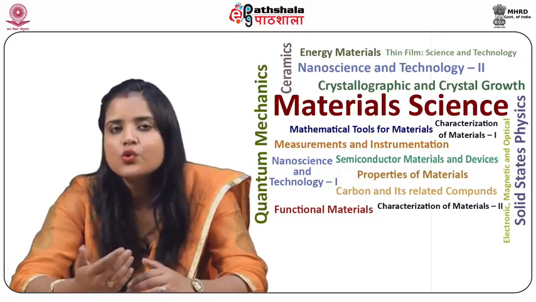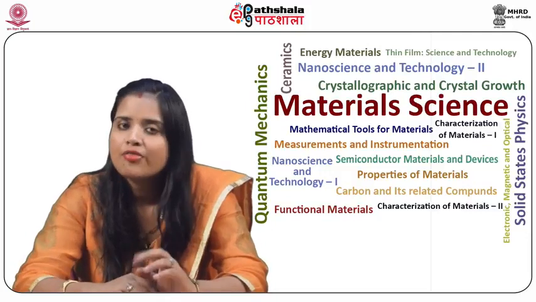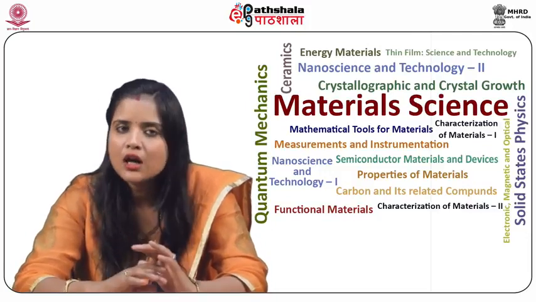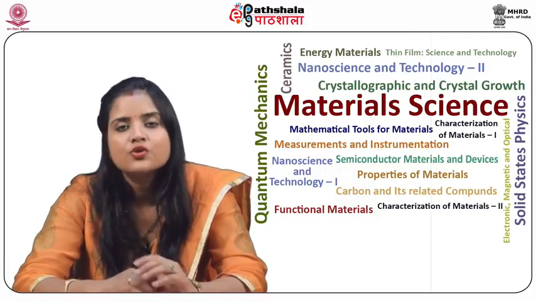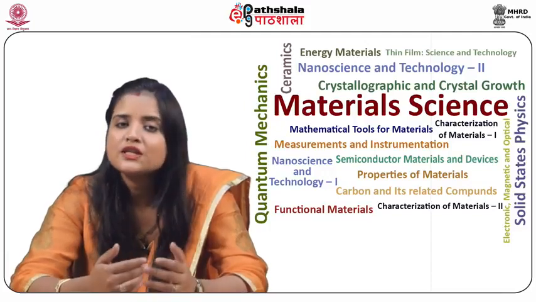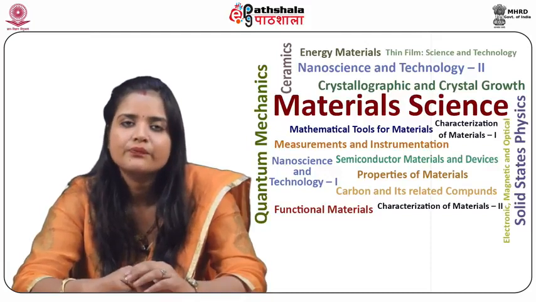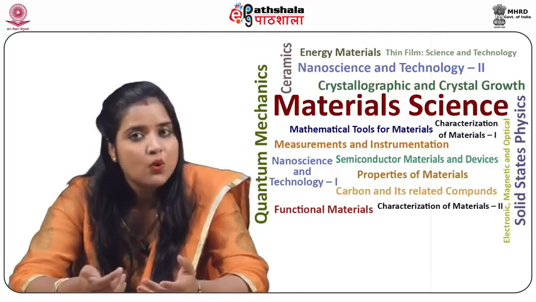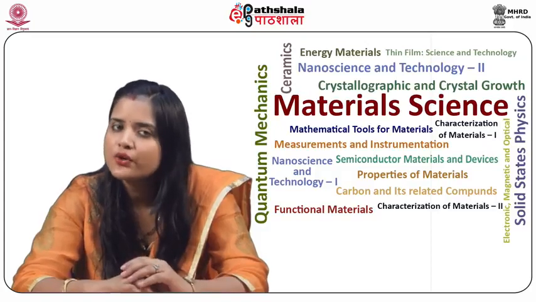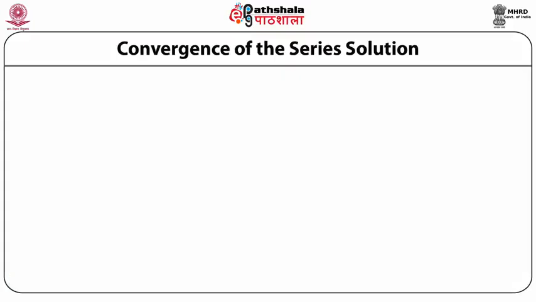The nature of the roots of the indicial equation is very important. If the two roots are distinct, real or complex, and do not differ by an integer, we obtain two linearly independent solutions, one corresponding to each root. If the roots are equal or differ by an integer, we obtain only one formal solution. We next discuss the convergence of the series solution near a regular singularity.